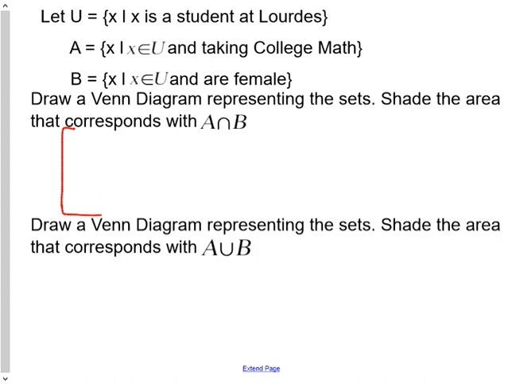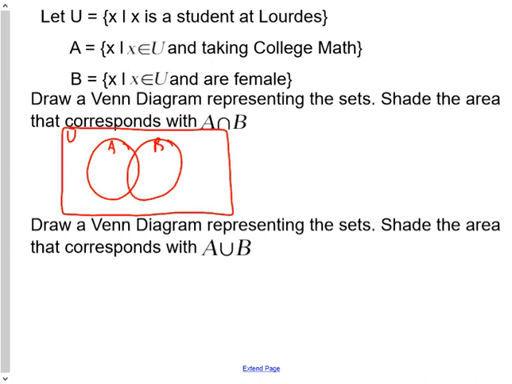Venn diagram, again, generally I draw kind of a box, and these are just all the students at Lourdes, U. Now A is my college math set, B is my female set. There are some female students in college math, so there's still a little bit of an overlap, but not a lot. Now it says shade the area that is A intersect B, which again, what does this mean? This is the female students that are in college math. So they're in both A and B, and it's this little shaded section right there.